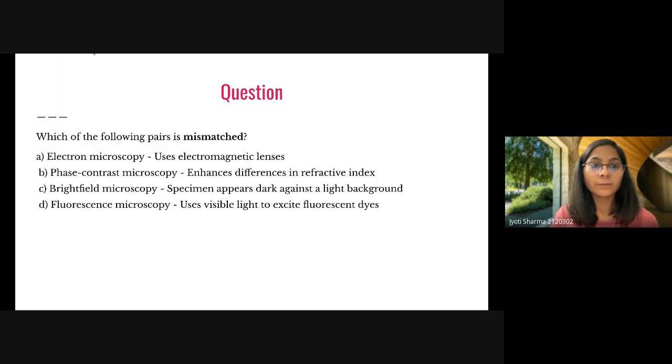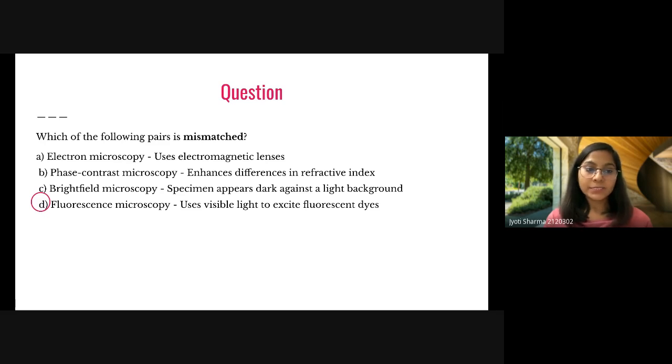Okay, which of the following pairs is mismatched? We have different types of microscopy and the use or principle of the microscopy. So you have to tell me which of the pairs is mismatched. We have electron microscopy, phase contrast microscopy, bright field microscopy, and fluorescence microscopy. You have to see the principle or the use of this microscopy and which one is giving you the incorrect pair. So fluorescence microscopy is giving you the incorrect or mismatch.